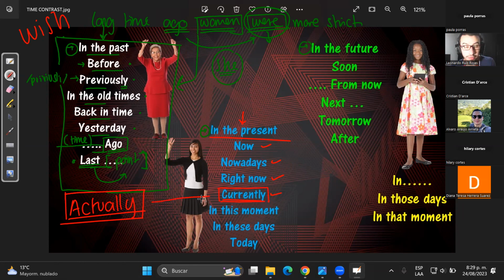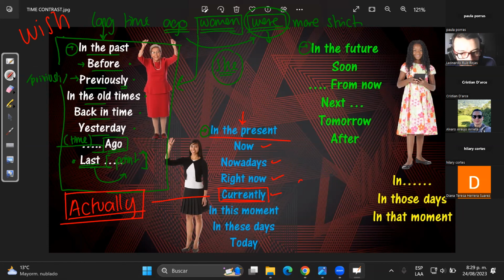Recuerden que actually es un falso amigo. Son palabras que se parecen, pero no son iguales. Actually no significa actualmente. Significa de hecho o en realidad. Currently, ese sí significa actualmente. Listo? Very good.